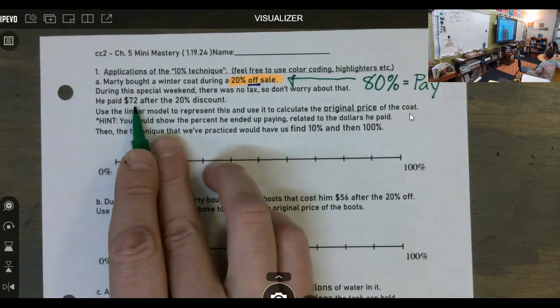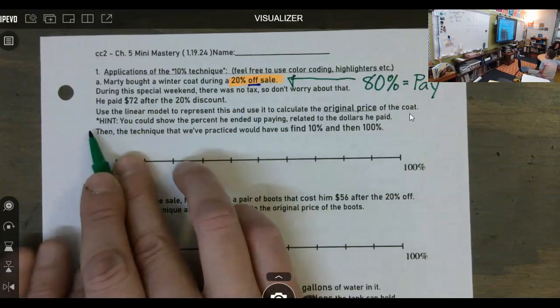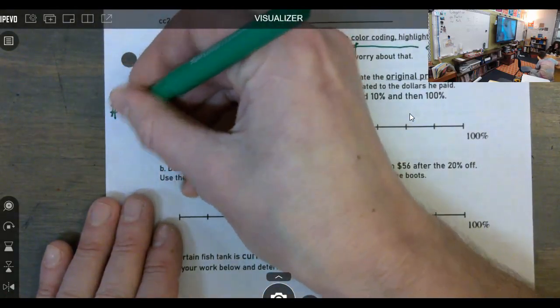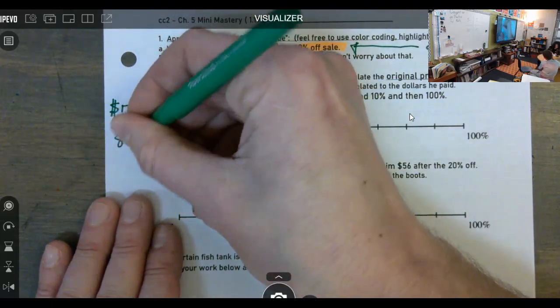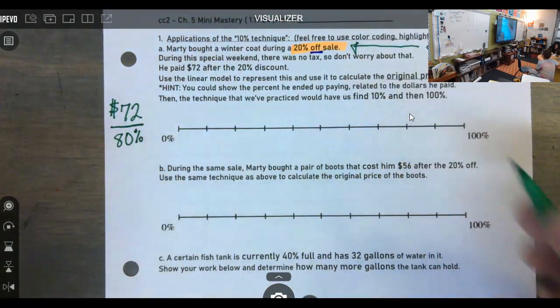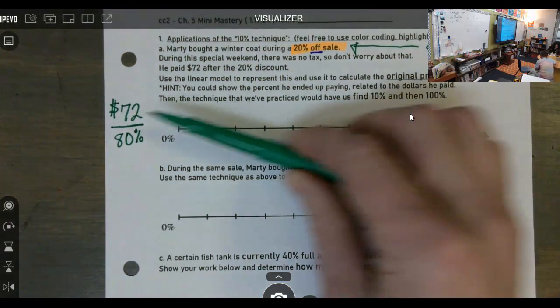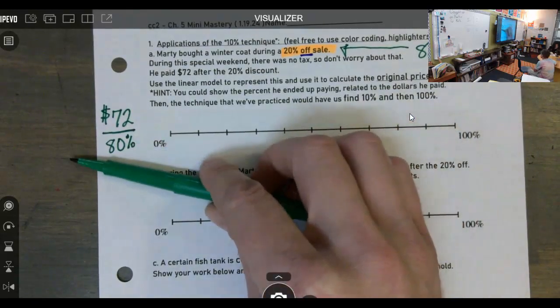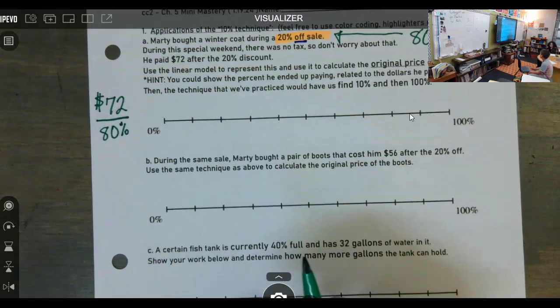That $72 is the 80%. So if you want to write down a note that will help you with this correction, that $72 is the 80%. And just like what we did over on the whiteboard, once you know 80%, you could work your way down to 10% and then back up to 100%.